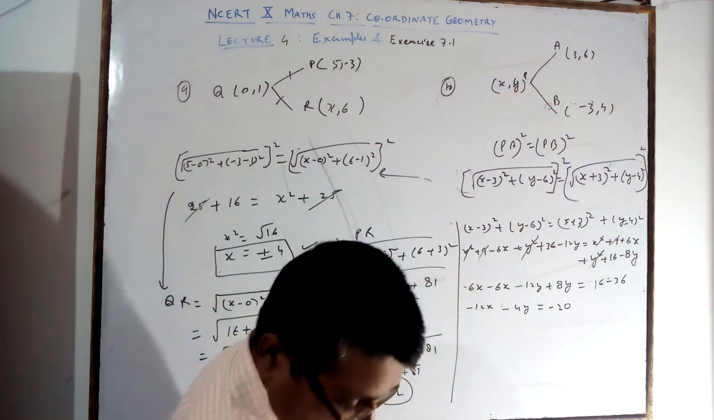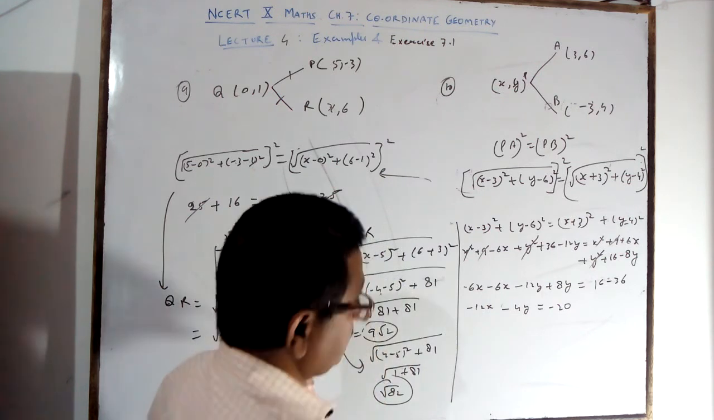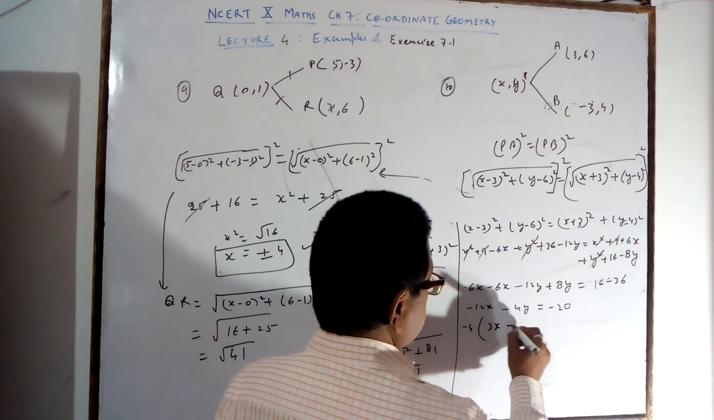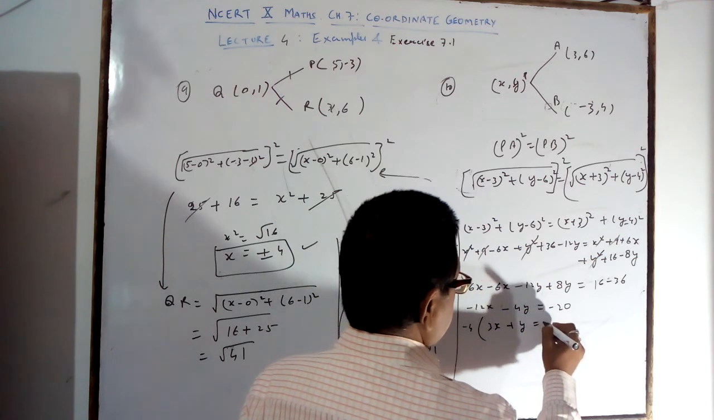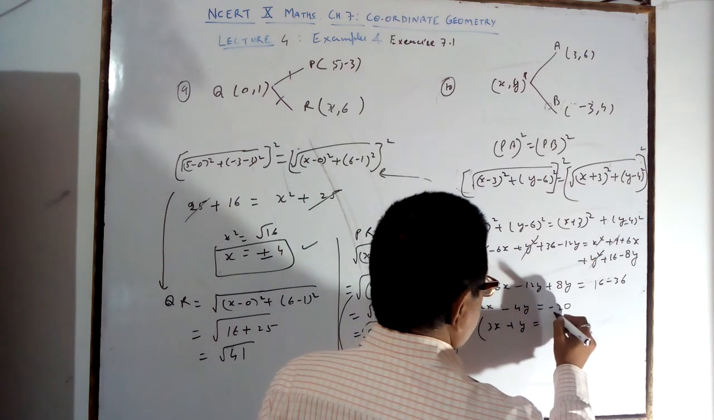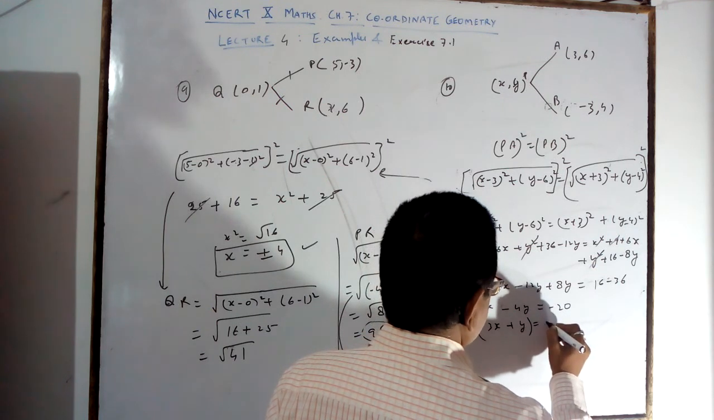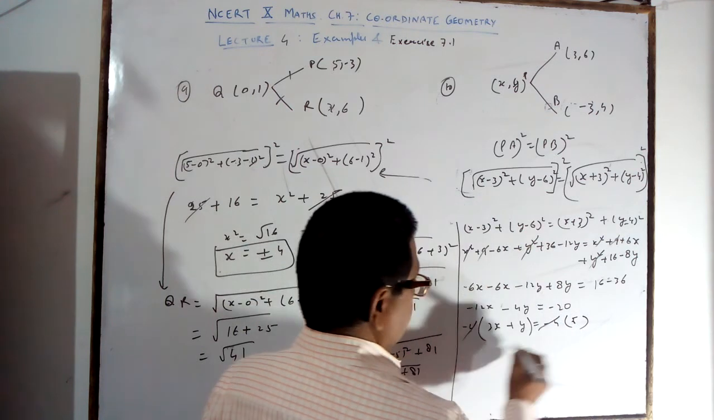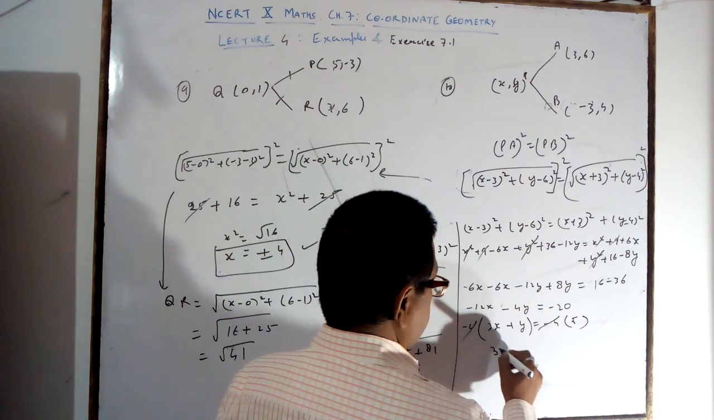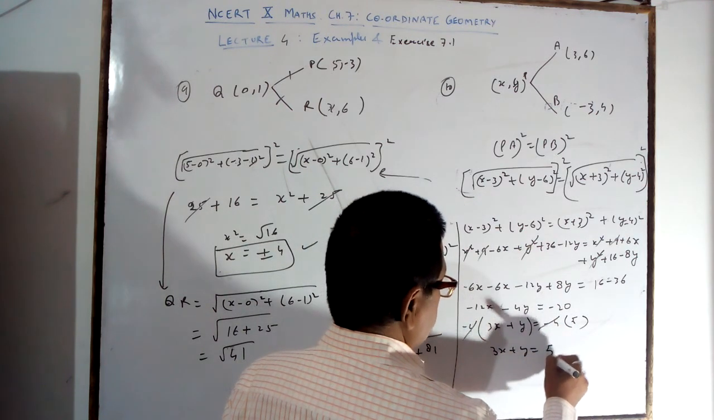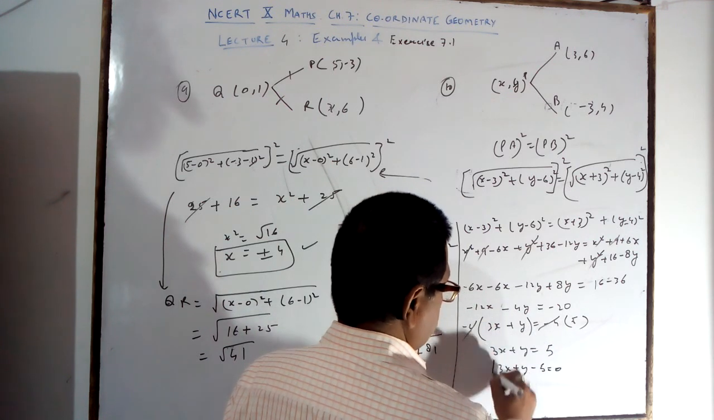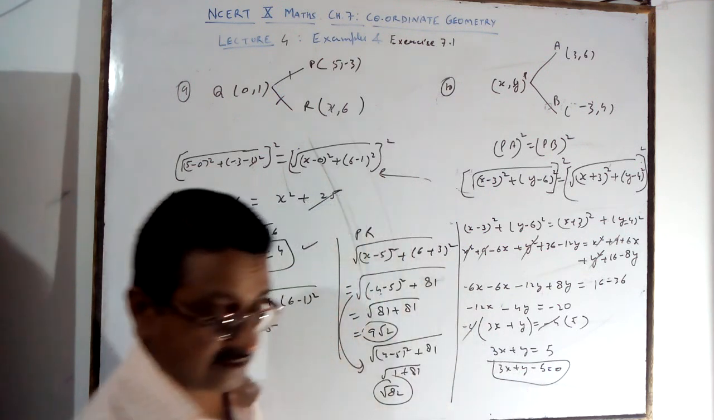So what will you get here? Minus 4 common in all. So 3x plus y is equal to, minus 4 is common, 5. Minus 4 cancels from both the sides. You are getting 3x plus y is equal to 5, or 3x plus y minus 5 is equal to 0. It is the relation between x and y.